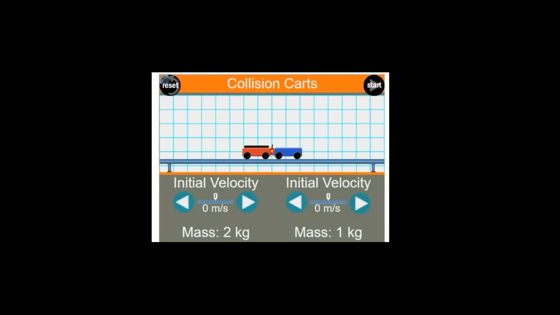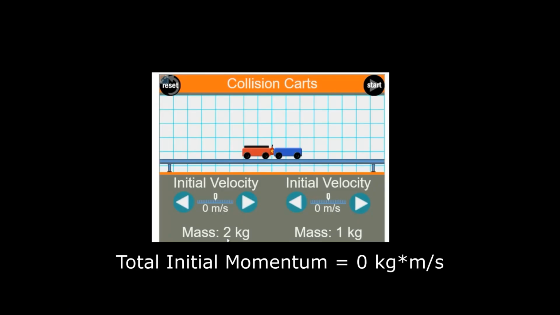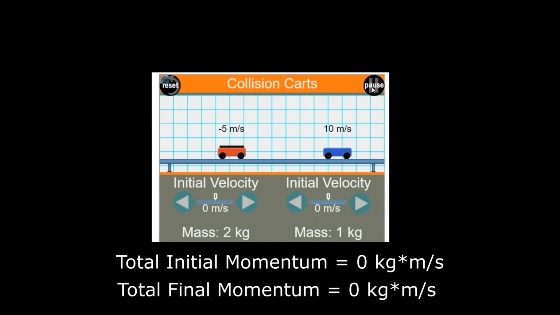I'm going to start with the one where the two carts are at rest. So the red mass is 2 kilograms and the blue mass is 1 kilogram. Put something in between them so they push off both sides. And I have negative 5 meters a second for the one on the left, which gives me momentum of negative 10 kilograms meters per second. And the one on the right has a velocity of 10 meters a second with a mass of 1 kilogram. So it has the momentum of positive 10 kilograms meters per second, which means the initial momentum was 0 and the total final momentum is 0.